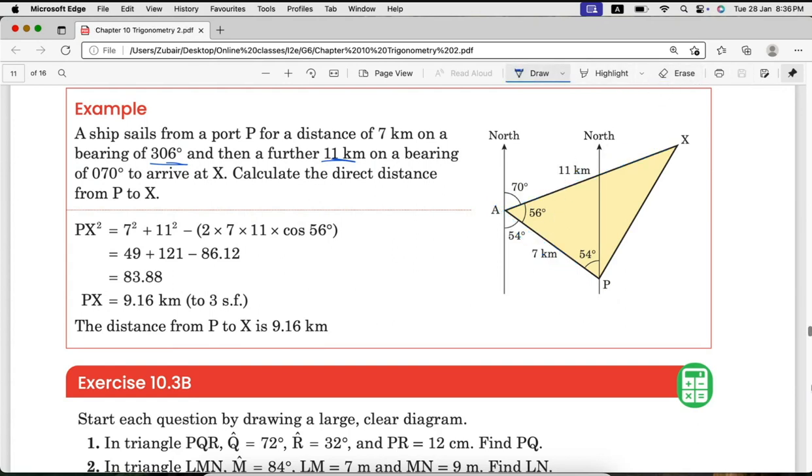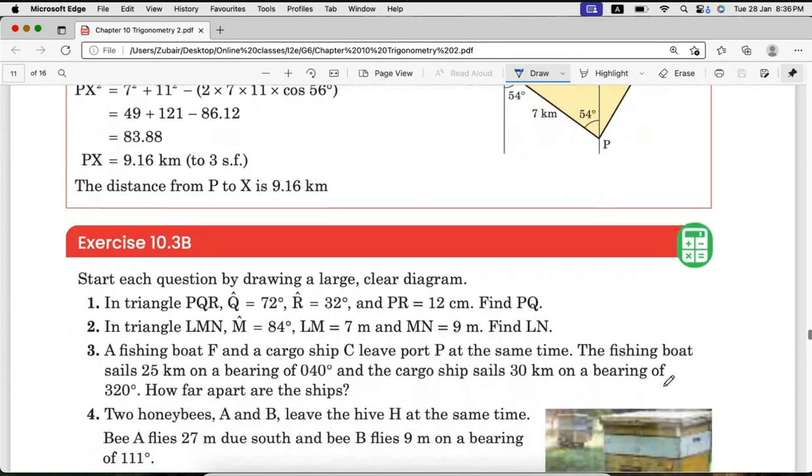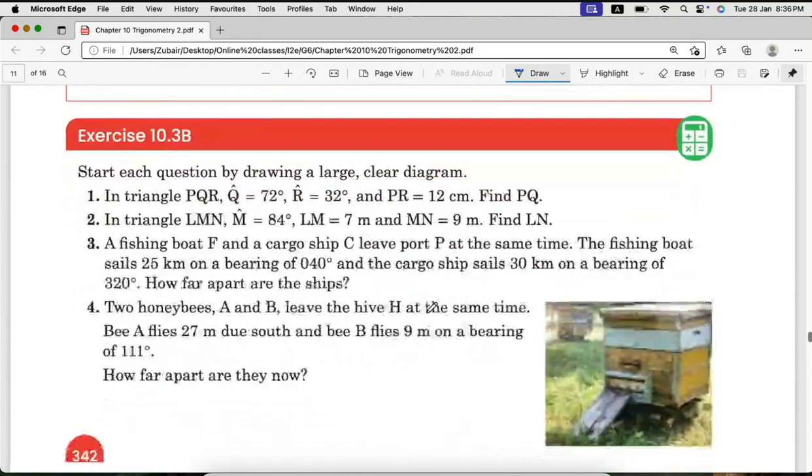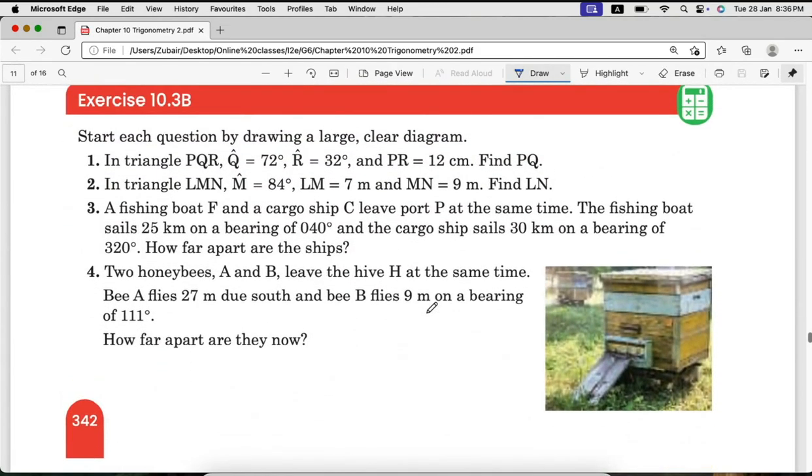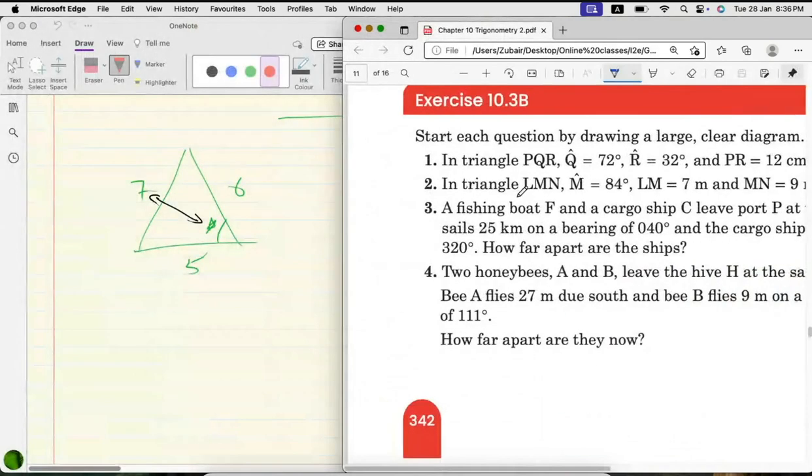Any confusion? No, sir. Now we have two angles on one side. Let's just try 10.3b, Question 1.